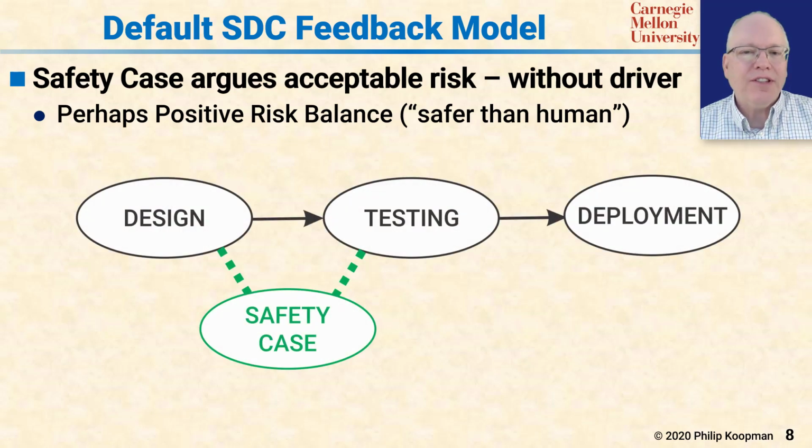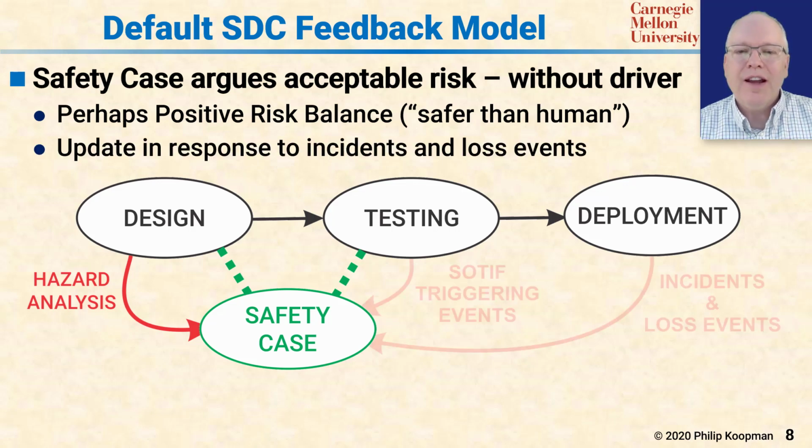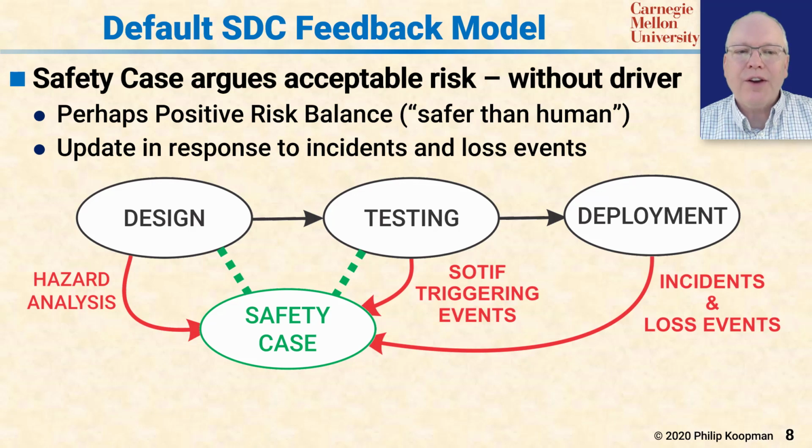We're back to there's design and testing and deployment. The safety case traditionally couples to design and test, and it argues the design's acceptable and the testing shows the design's acceptable. The design produces hazard analysis that goes to the safety case, which retains a hazard log, a list of all the hazards, and the loop is closed by updating the design until the hazards have all been addressed. And the testing includes not only making sure the hazards actually have been mitigated, but also a set of triggering events. And the deployment will be incidents and loss events.